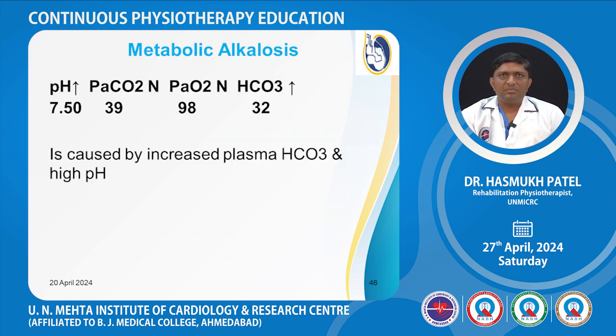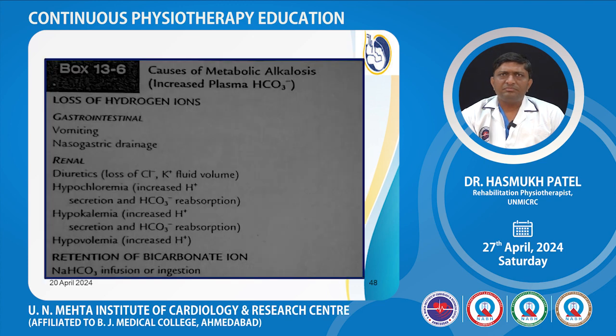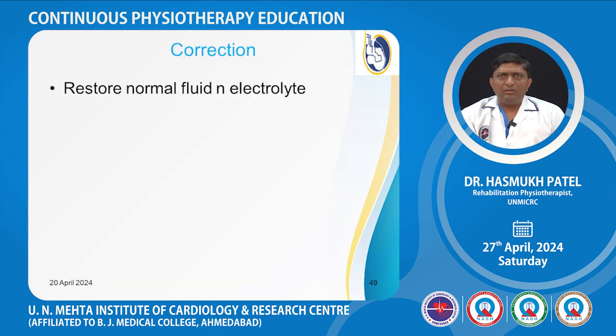Now, the last one is metabolic alkalosis. In metabolic alkalosis, pH increases, PaCO2 normal, PO2 normal and HCO3 increases. It is caused by increased plasma HCO3 and high pH. Causes are loss of hydrogen ion. Second one is retention of bicarbonate. Common causes of metabolic alkalosis are vomiting, nasogastric drainage, diarrhea, hypochloremia, hypokalemia and hypovolemia. In metabolic alkalosis, the correction is only giving normal fluid and electrolytes.